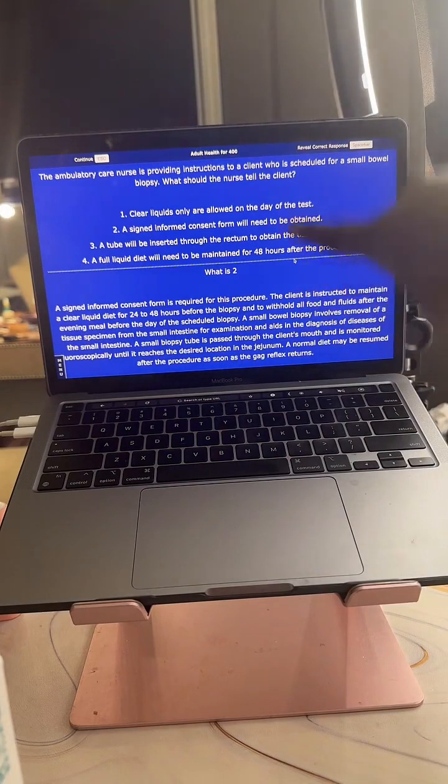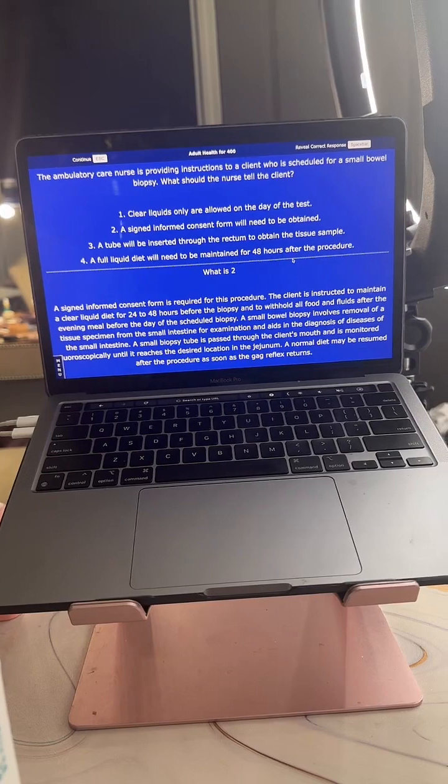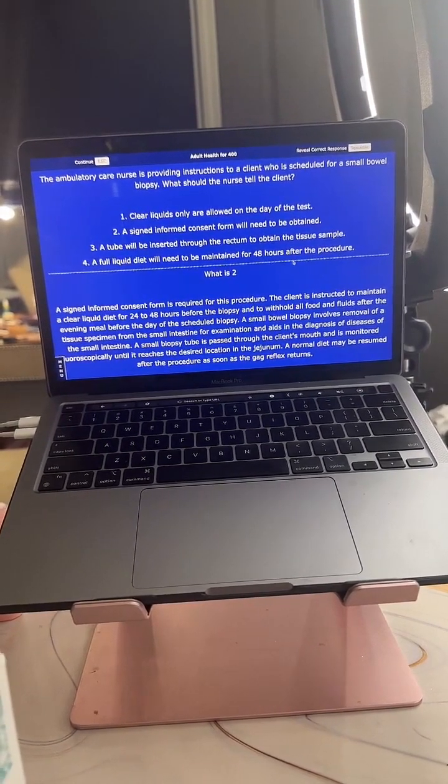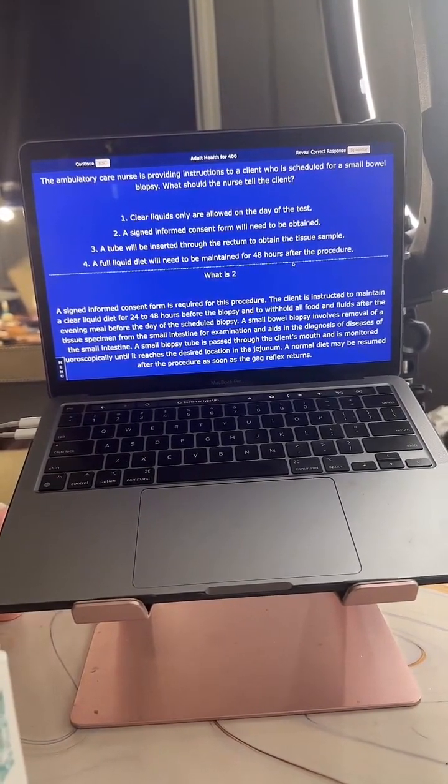What is 2? That informed consent. Oh, I think I saw that on everybody's thing. So great job. I'm so glad we all got that correct. All right, so the answer is what is 2? A signed informed consent will need to be obtained.